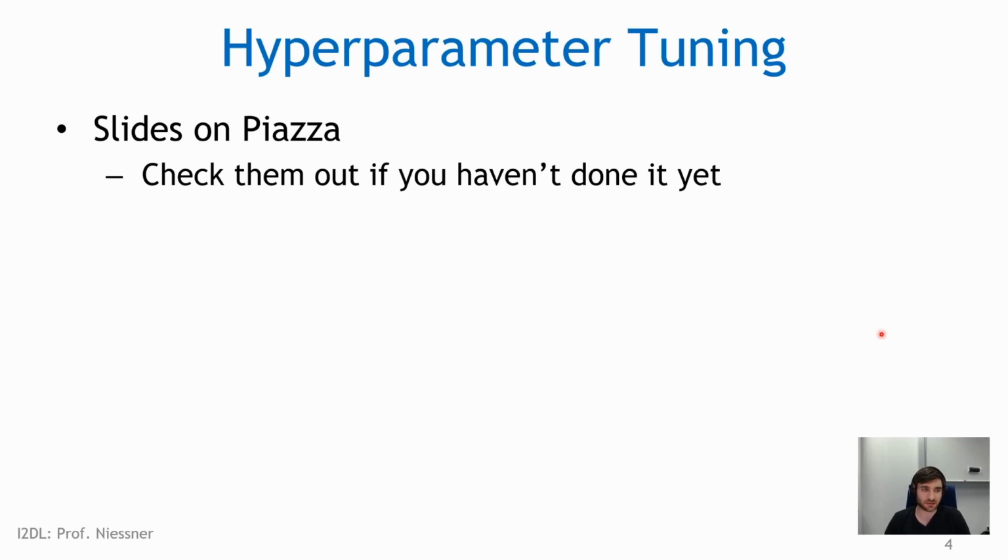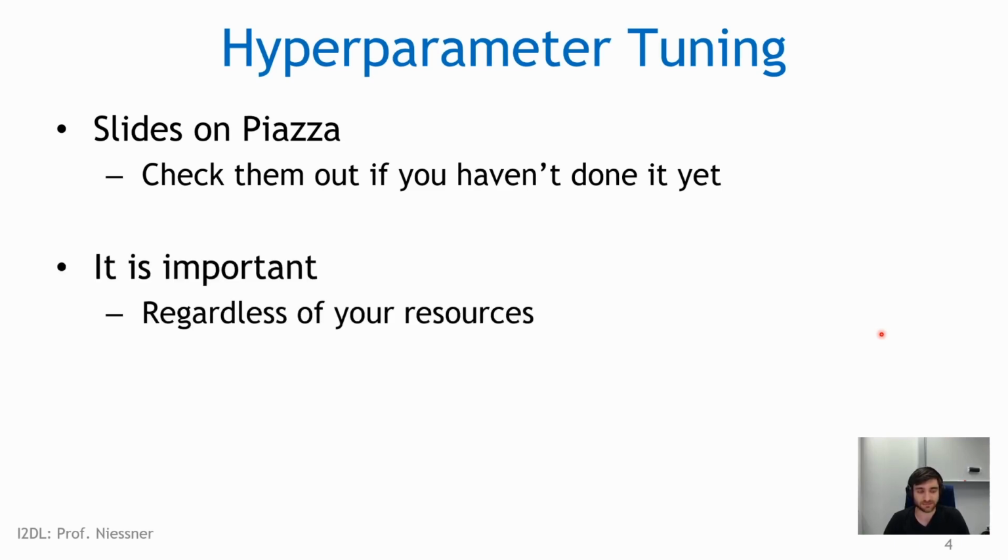If you haven't checked out the slides on hyperparameter tuning, definitely check them out on Piazza. It's basically the solution to previous exercises, and it's a really good starting point to get a sense of what's a good set of hyperparameters, at least in this case. Because you will see, regardless of how many resources you have, if you're a company, you can maybe have a huge compute cluster. If it's a project you are going to do in your free time, you maybe only have a CPU or online resources like Colab.